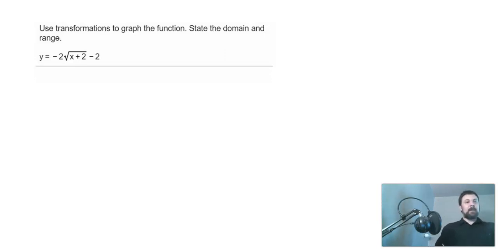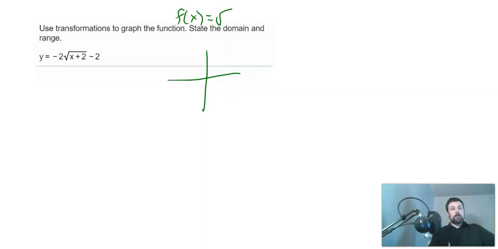Use transformations to graph the function, state the domain and range. So this one, it's really kind of repetitive. We just did a square root function and now we're doing another one. But what's different about this one, so I guess, this is going to start off the same. This is a square root function. Here's the basic square root equation. And the graph we've memorized for that is this right here. What is different about this one is that we have all the transformations happening at once in this problem.